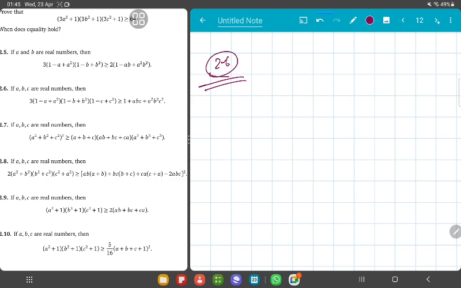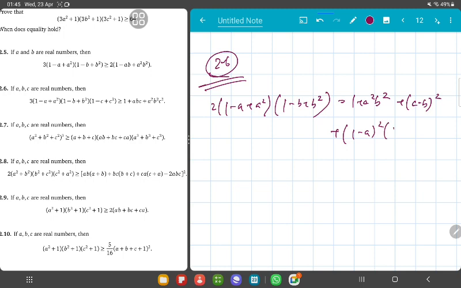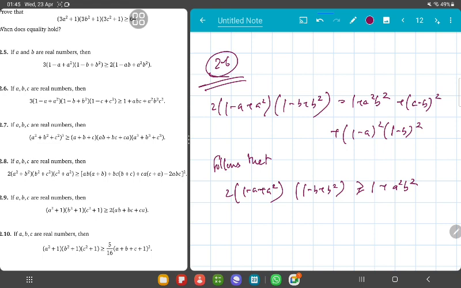What it says, from the identity we can apply twice (1 minus a plus a square)(1 minus b plus b square)(1 plus a square b square), (a minus b) square (1 minus a square) and (1 minus b square). So it follows that twice (1 minus a square)(1 minus b plus b square) is greater than 1 plus a square b square.